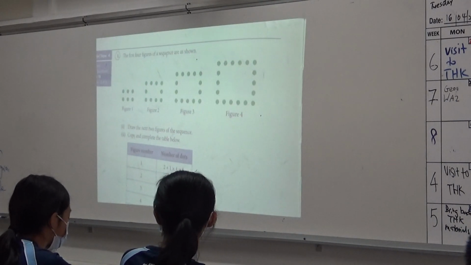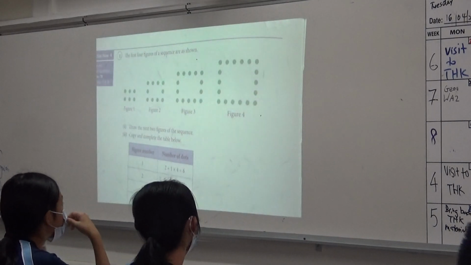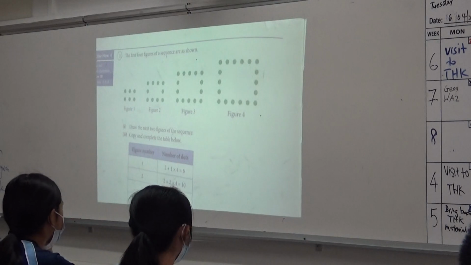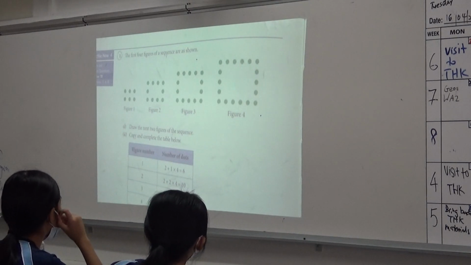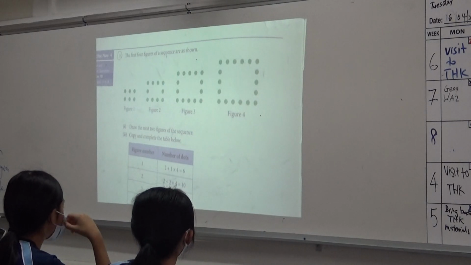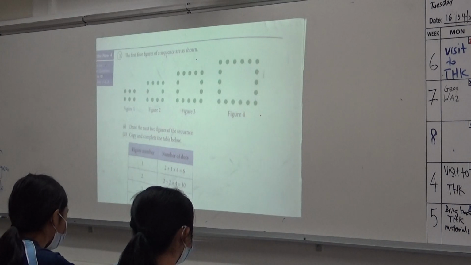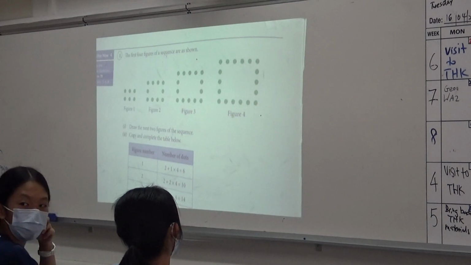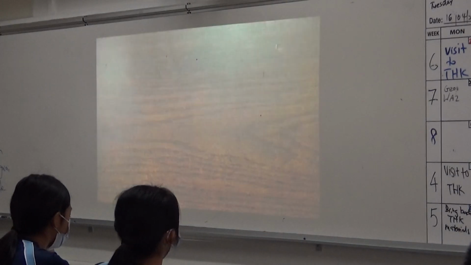Yes. Okay, the question says, the first 4 figures of a sequence are shown. Draw the next 2 figures of the sequence. That's the question, right? Then, copy and complete the table below. Part 3, find the number of dots in the 2020 figure. Will there be a figure in this sequence that has 80,000 dots? Explain your answer. Right? Correct? Okay, now I'm going to show you my answer.